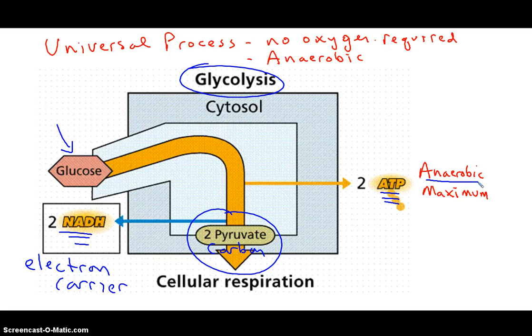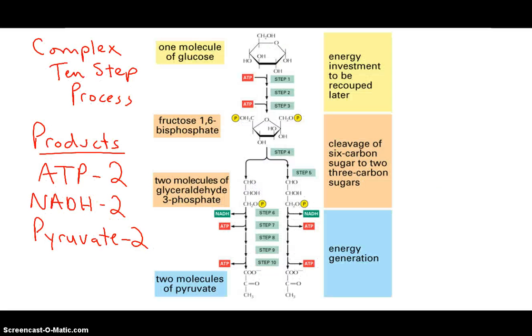Now, if you are a very simple yeast cell or bacteria, that's probably enough to carry out what you need to live. But if you're a more complex cell that needs to move, maybe a nerve cell or a muscle cell, you're going to need a lot more, and anaerobic respiration may not be enough. But for right now, this is what we're going to concentrate on. And so the products are two molecules of NADH, two molecules of pyruvate, and two molecules of ATP.